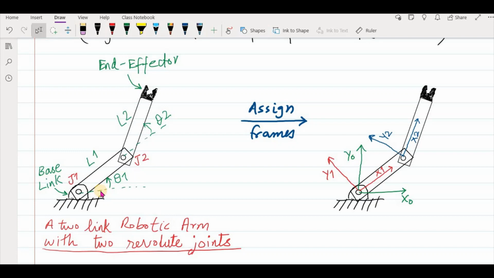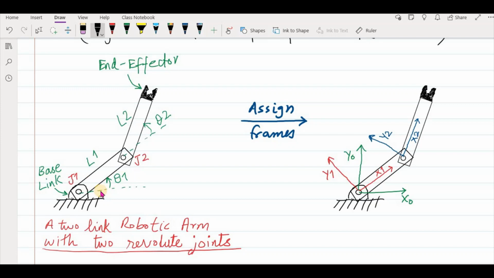So these joints, they are revolute joints, and the angle for the link 1 is theta 1, and for the link 2 it is theta 2, and the length is L1 and L2. So using the DH notation or DH convention, we assign the frames to these joints. So the first frame we assign is our base frame or the reference frame.